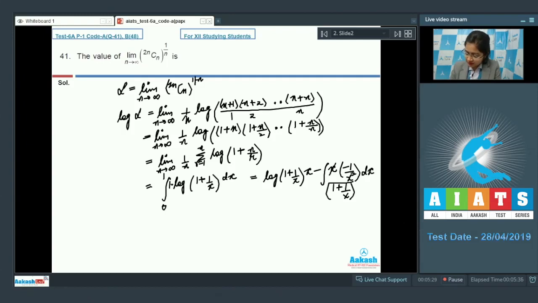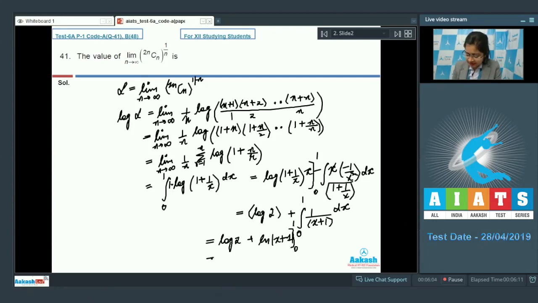So this can further be written equal to, here the limit is from 0 to 1, so we will get log 2 plus integral of 1 by (x plus 1) dx, where the integral is going from 0 to 1. So this is further equal to log 2 plus its integration, which will be equal to ln mod (x plus 1), where the limit is going from 0 to 1. So this is equal to log 2 plus log 2, that can be written as 2 times log 2. So this is equal to log 4.